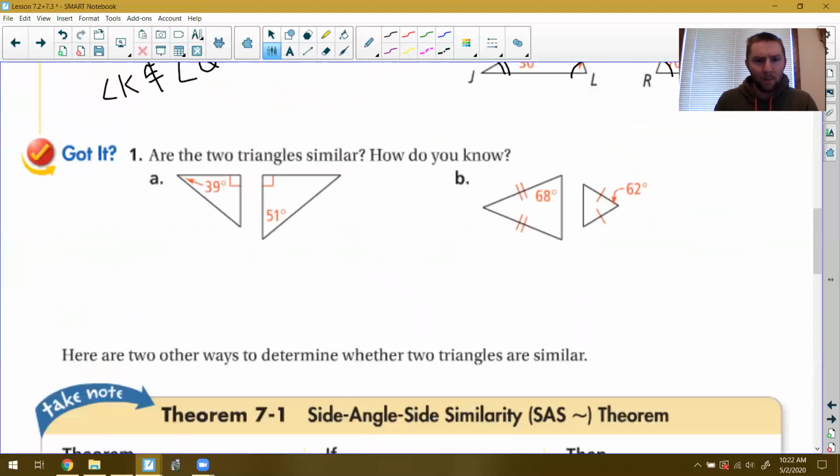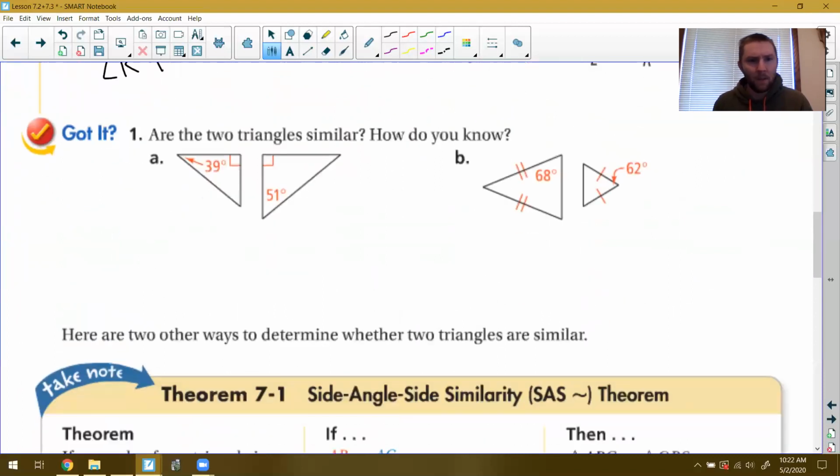A couple more examples for you. Here we have two triangles, and they both have a 90-degree angle marked, which is nice. So we know one angle is the same. This one has a 39-degree angle, and this one has a 51-degree angle. So we're tempted to say, well, those aren't the same. 39 and 51 aren't the same.